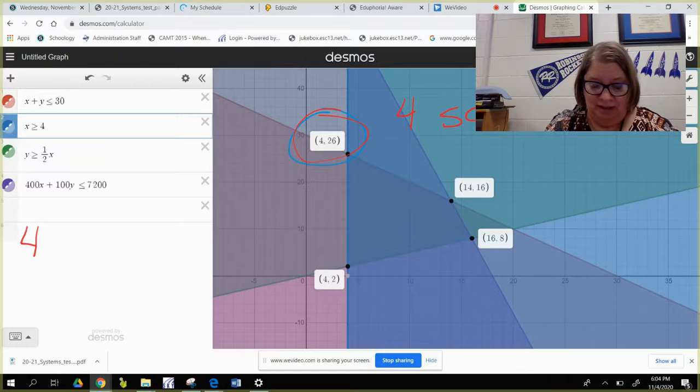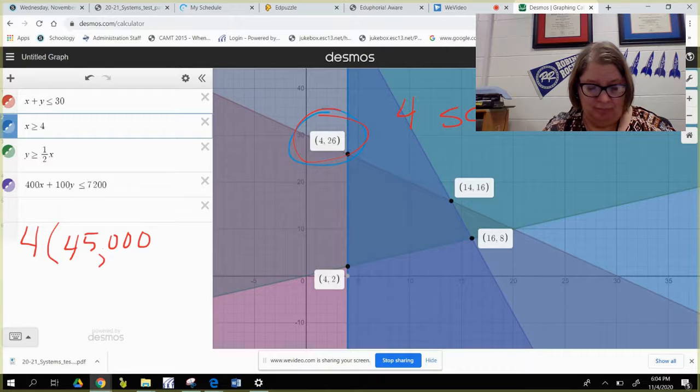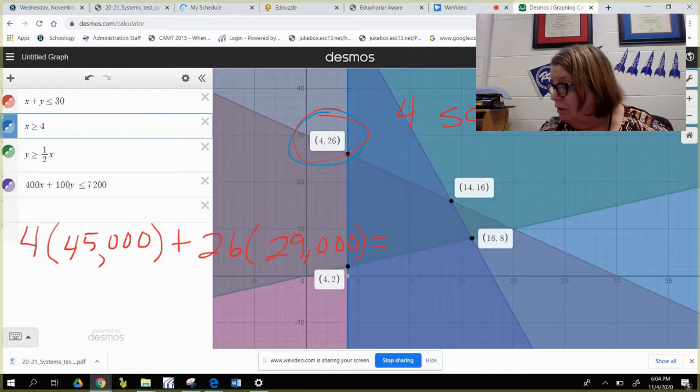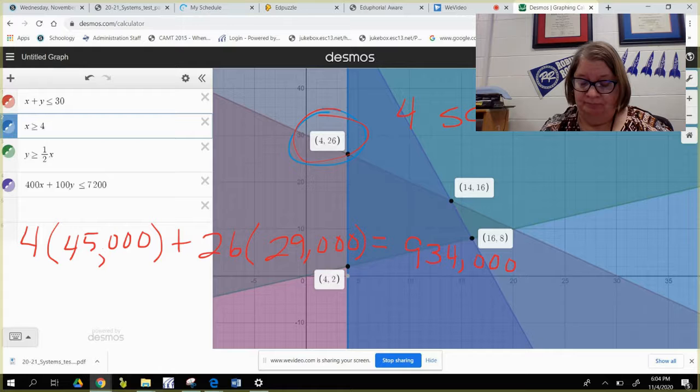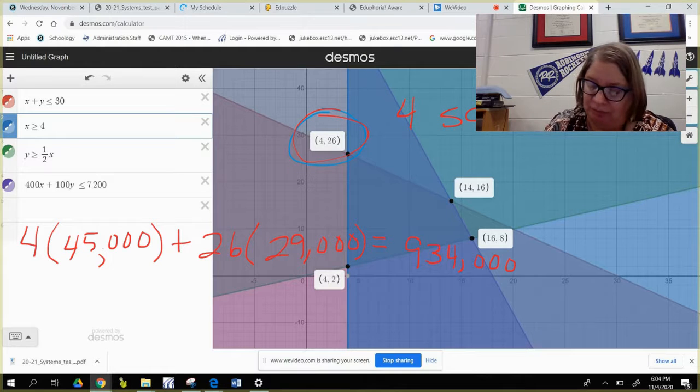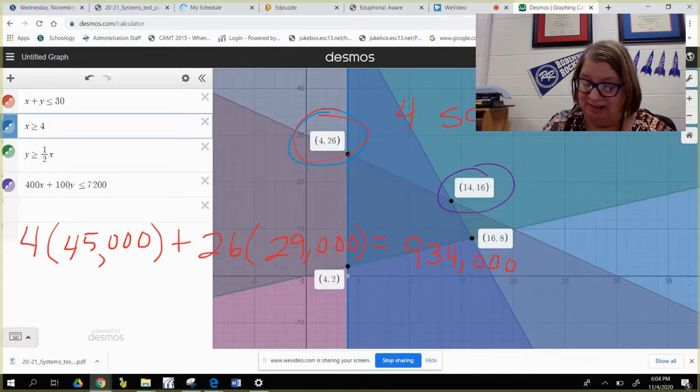So if I'm going to do that salary, each scientist has a salary of $45,000. And each assistant, and there are 26 of those, $29,000. And if you do that math, you get, for 4 and 26, $934,000. Okay. So then we need to do that with each one of those vertices, and then we'll take those big numbers at the end and find out which one's the minimum, which one's the maximum. So what other one do we have? We have (14, 16). That means 14 scientists and 16 assistants.